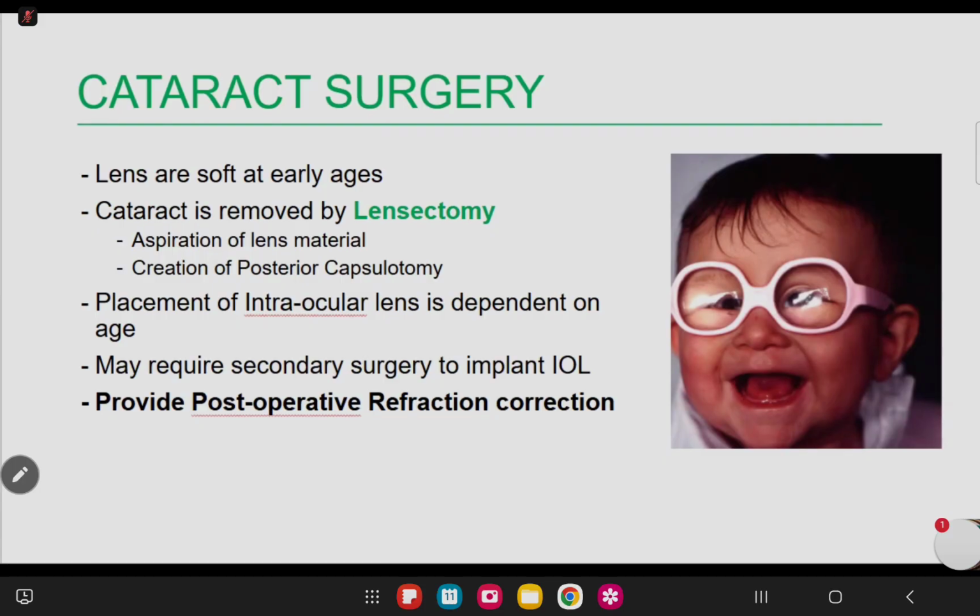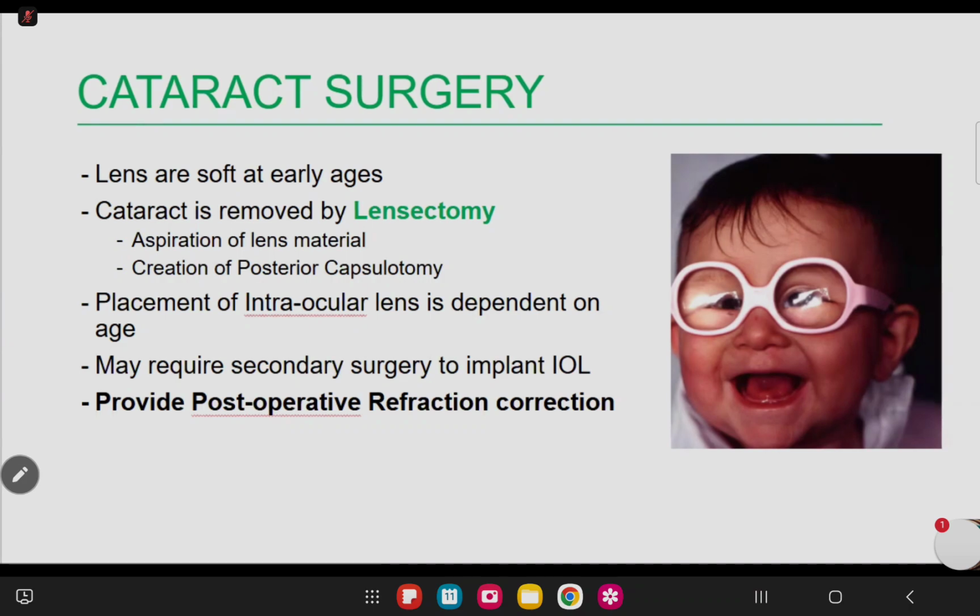But for pediatric patients, their lenses are soft, especially at early ages, as compared to an adult where the lens is already hard, so we do just lensectomy. We perform lens extraction with just aspiration of the lens material only. So the lens need not be broken into pieces. We usually don't do phacoemulsification since again it's soft, not that hard.